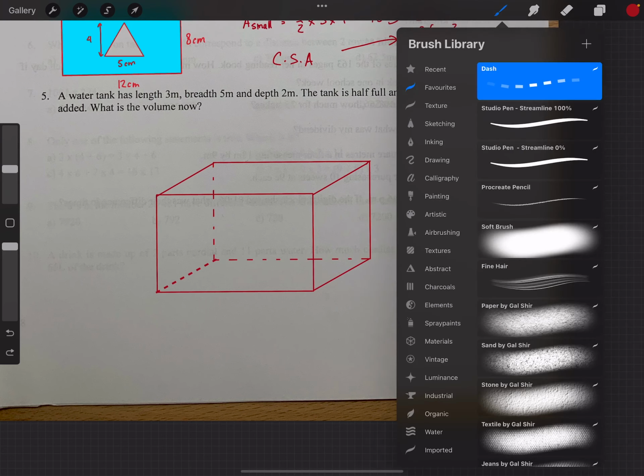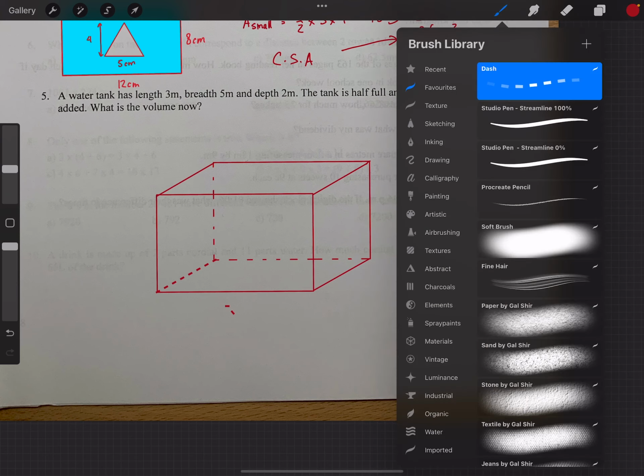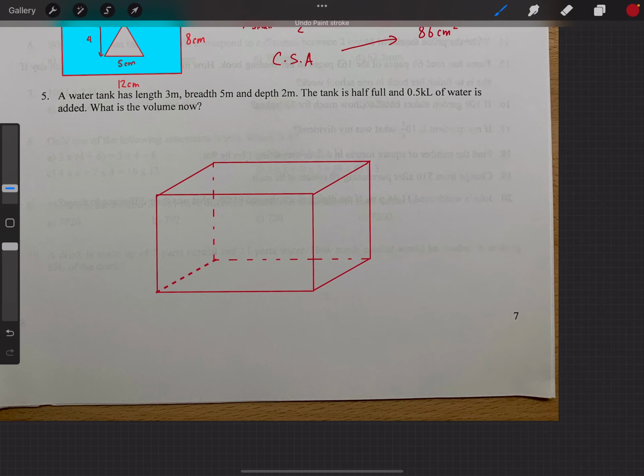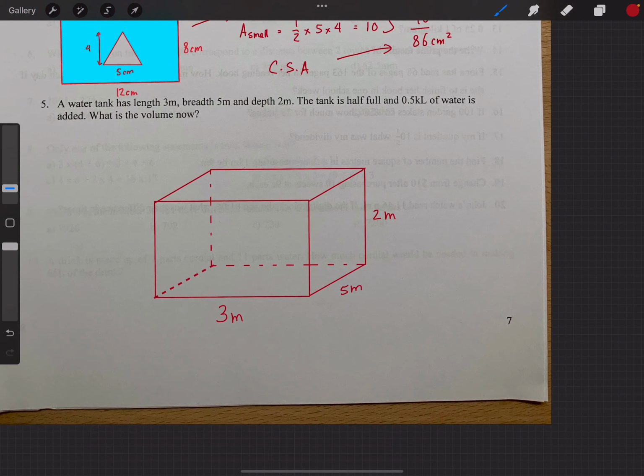Alright. So we have a water tank that has a length of 3 meters. This is 3 meters. The breadth is 5 meters, and the depth is 2 meters. Something like that. The water tank is half full, and 0.5 kiloliters of water is added. What is the volume now?